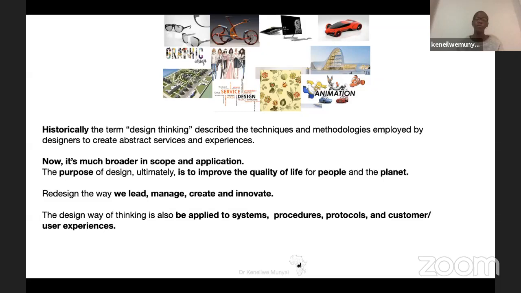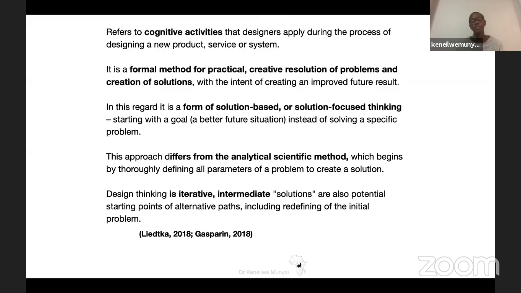And of course, to also remember that we can use the approach to design the way we lead, design the way we manage others or projects or whatever it is that we are working on in order to create and innovate. And of course, the design thinking approach can also be applied to systems, procedures, protocols, customer experiences, and so forth. And of course, like I said, I will share some examples.